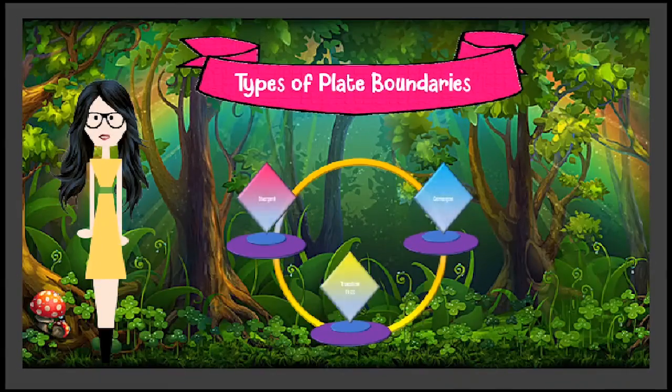Alright, so the three words that you were able to decode on our previous activity were actually the three types of plate boundaries. So we have the convergent boundary, divergent boundary, and transform fault boundaries. So let us take a look at them one by one.